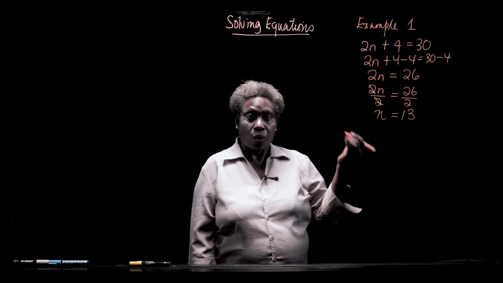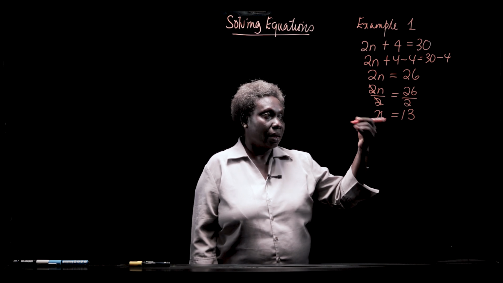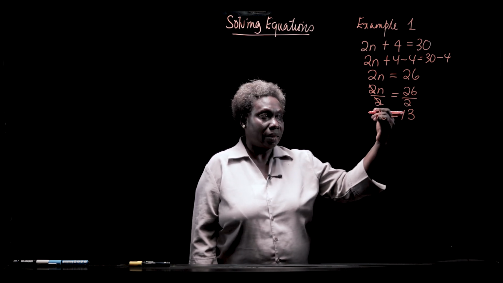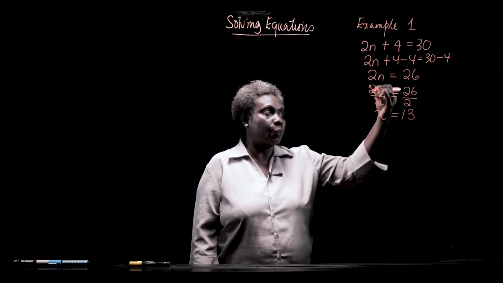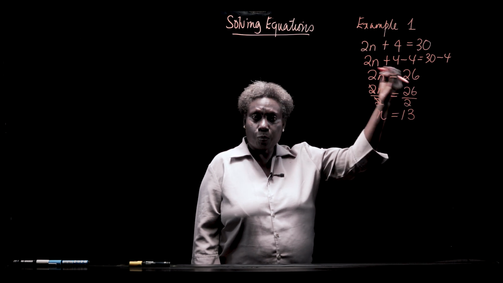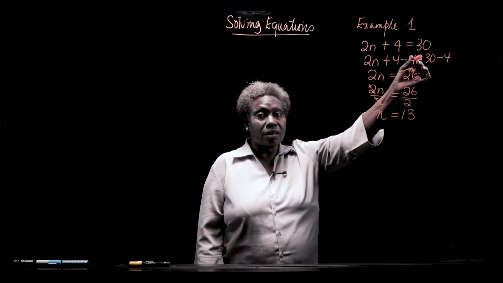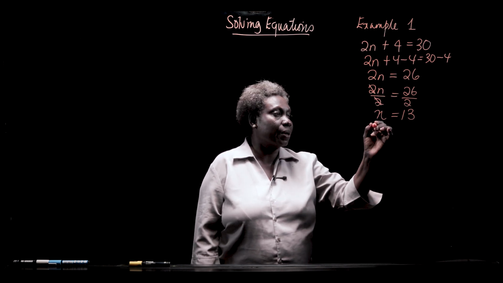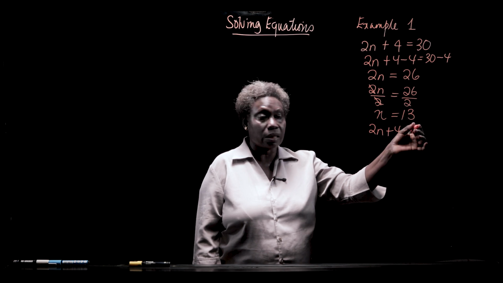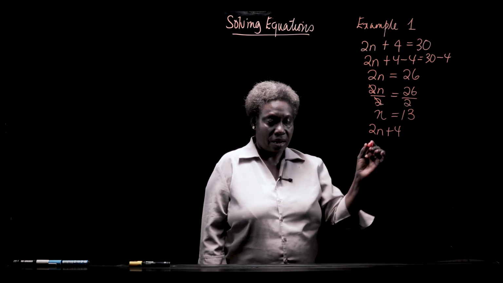Okay. Now, we said algebra means reunion of broken parts. Let's see how we can get these terms together so that we can reunite these to get the same value on both sides of the equation. Okay, let's see if the left-hand side is going to be equal to the right-hand side. So we have on the left-hand side 2n plus 4. We are going to substitute 13 into n to get the same value which is on the right-hand side.